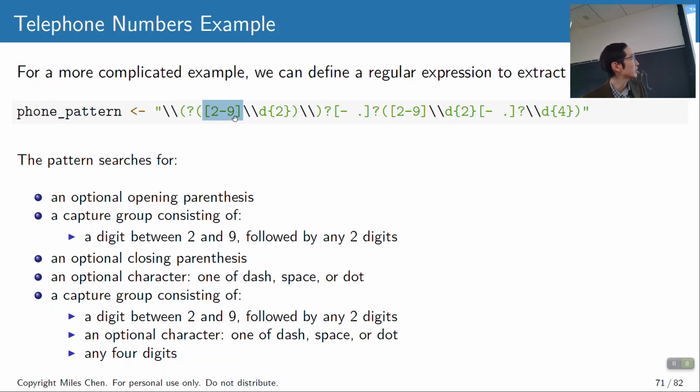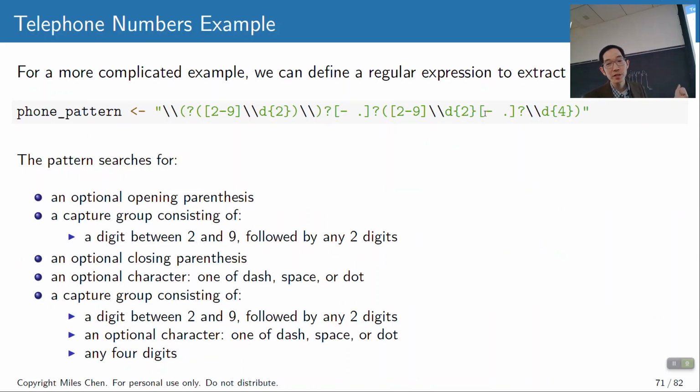So we have a digit between 2 and 9 followed by exactly 2 digits, and that forms a capture group, followed by a literal parenthesis that is optional. Then that could be followed by either a dash, a space, or a literal dot, and that is optional. And then we will follow this by another capture group starting with 2 through 9.